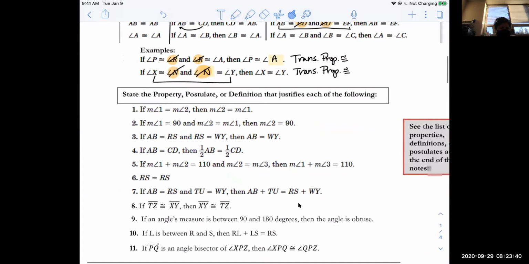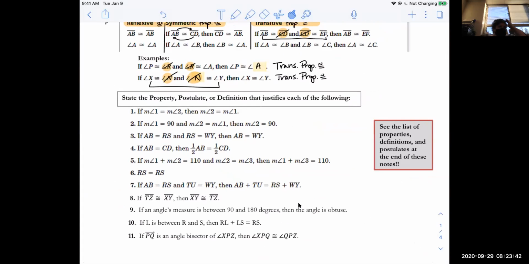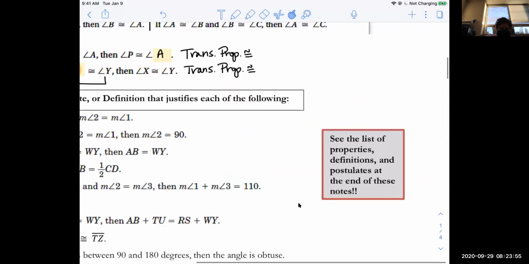For these problems with the if-thens, you're always saying what you're doing to the if to turn it into the then. It's what did you do to the hypothesis to get the conclusion? You're always going from the left to the right.